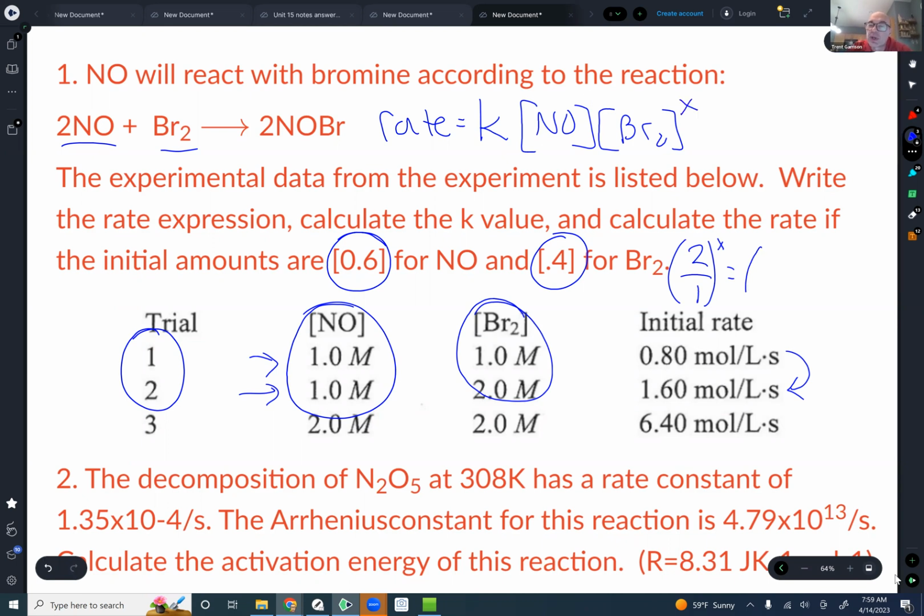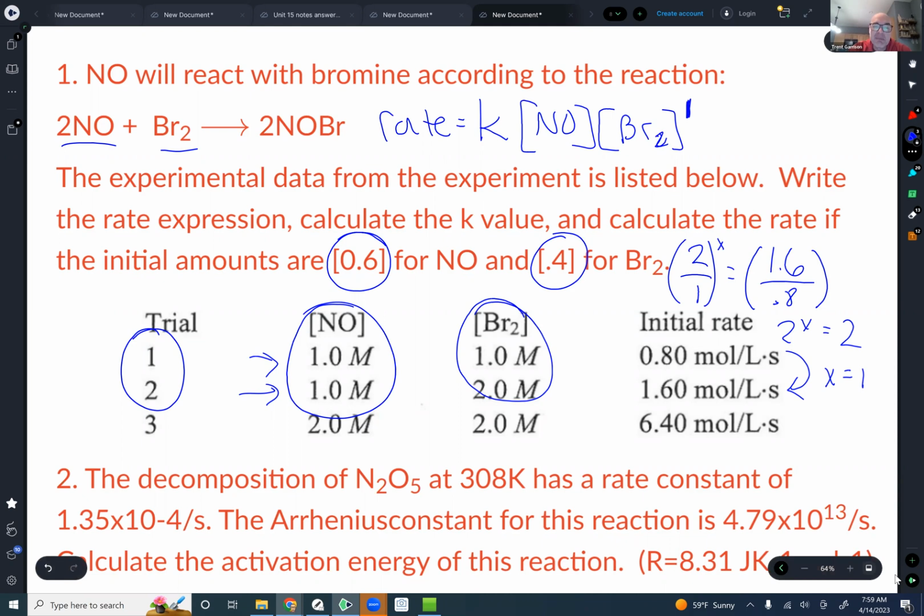Over here, we're going to figure out what that exponent is. So we're going to take, again, the bigger number divided by the smaller number. Let's simplify. So now I've got 2 to the x is equal to 2. Well, what number would that x be equal to? It'd be equal to 1. That x would be equal to 1. So that's what my value is for that order associated with Br2.